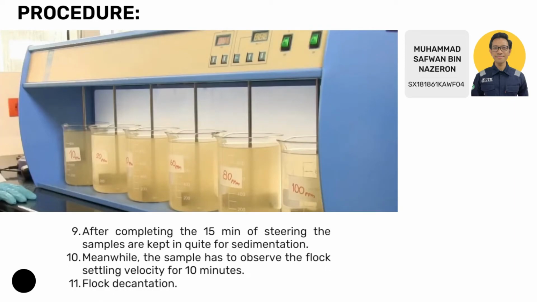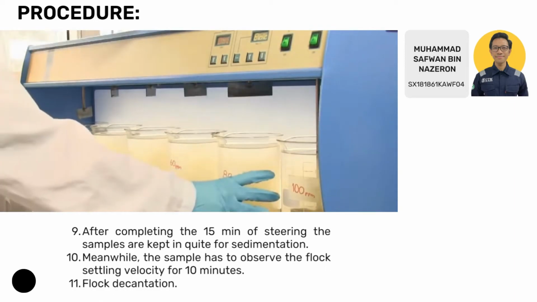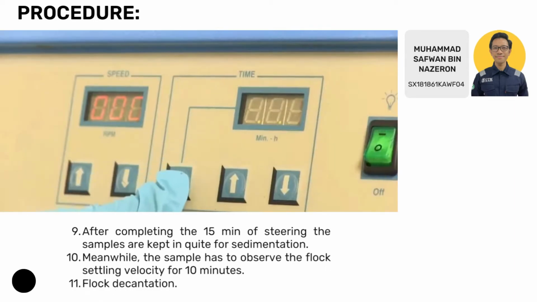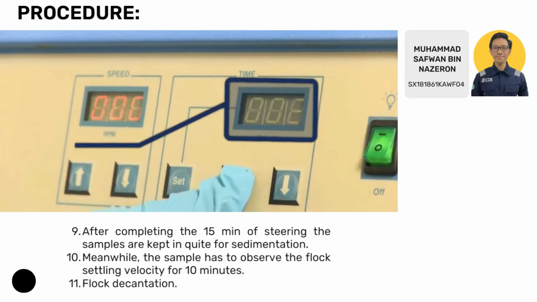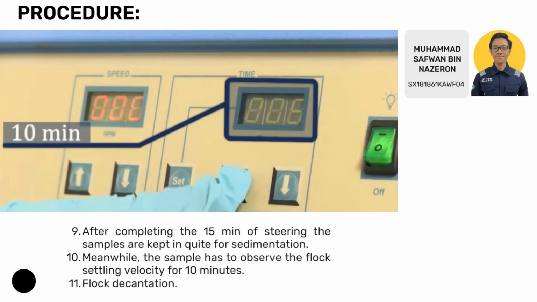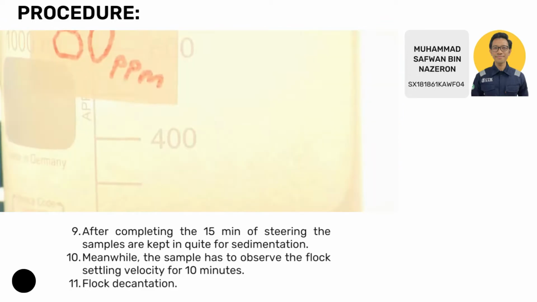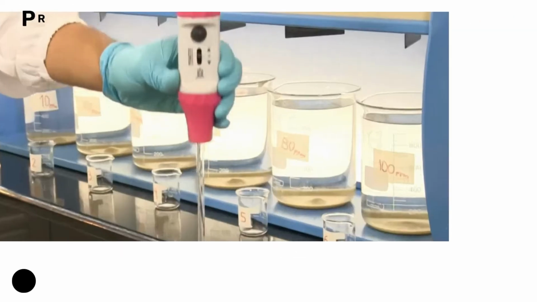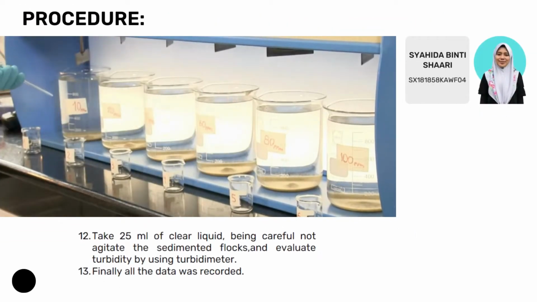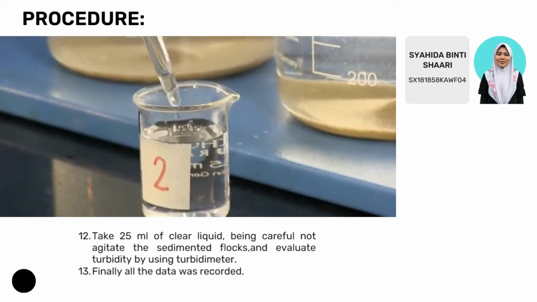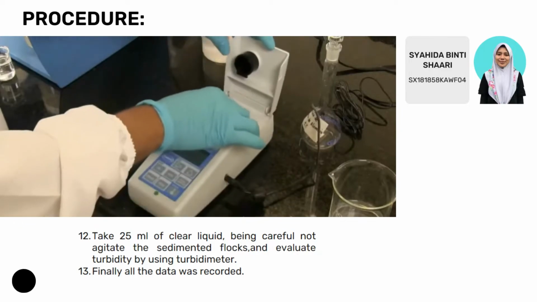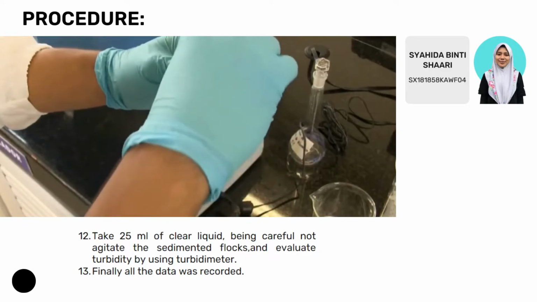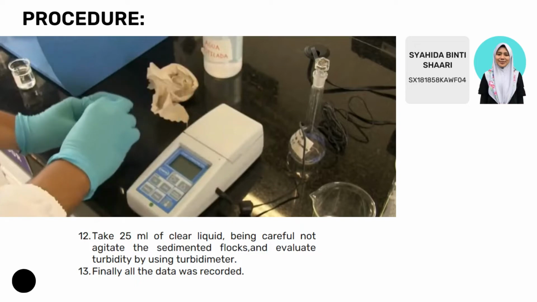After completing the 50 minutes of stirring, the samples are kept quiet for sedimentation. Meanwhile, the sample has to be observed for floc settling velocity for 10 minutes. At the same time, the sample slowly becomes floc decantation. Then, take 25 ml of clear liquid, being careful not to agitate the sedimented flocs, and evaluate turbidity using the turbidity meter. Finally, all the data was recorded.